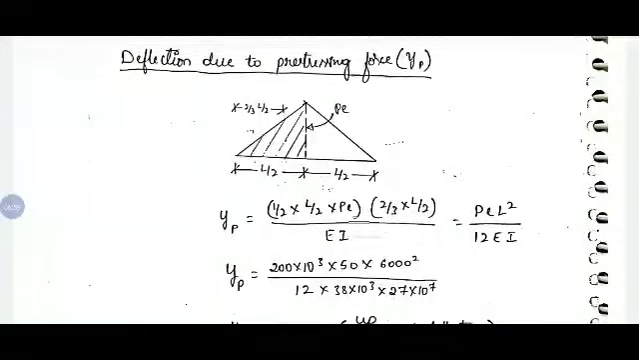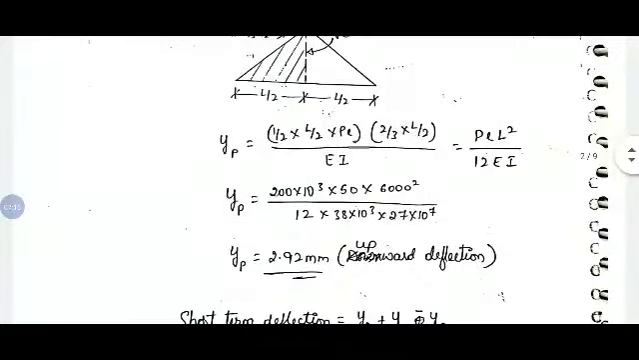we will get PE L square by 12 EI. Then substitute the values. P is 200, E is 50 mm, L is 6 meter, that is 6000 mm, upon 12 into E 38 into 10 power 3 and I is 27 into 10 power 7. On simplifying we will get 2.92 mm, and we know deflection due to pre-stressing force is upward deflection.